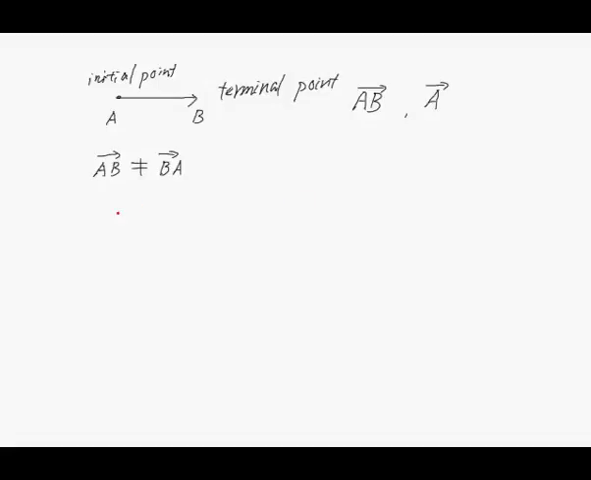This length is called the magnitude of this vector. So we use this symbol to indicate the length, or say the magnitude, of the vector AB.